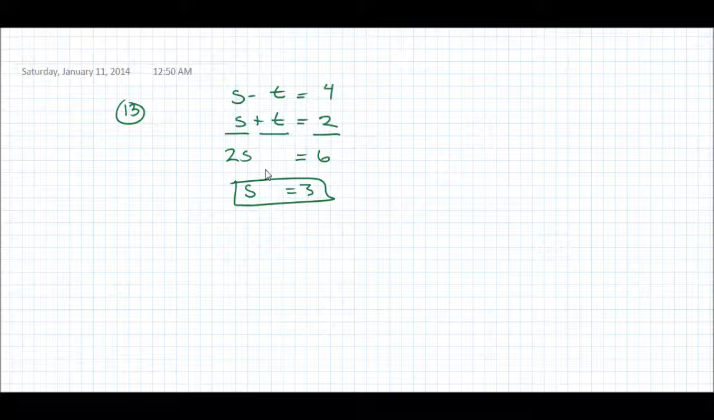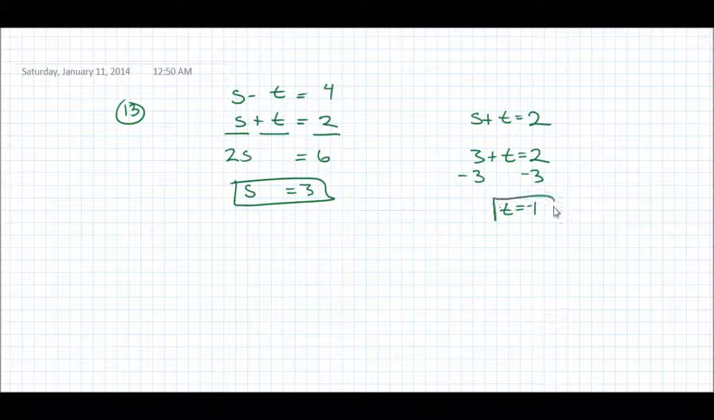Plug that back into an equation. And the second one says s plus t equals 2. So let's plug in our 3. So 3 plus t equals 2. So we're going to subtract 3 from each side. t is going to equal negative 1. So we can rewrite our solution as 3, negative 1.